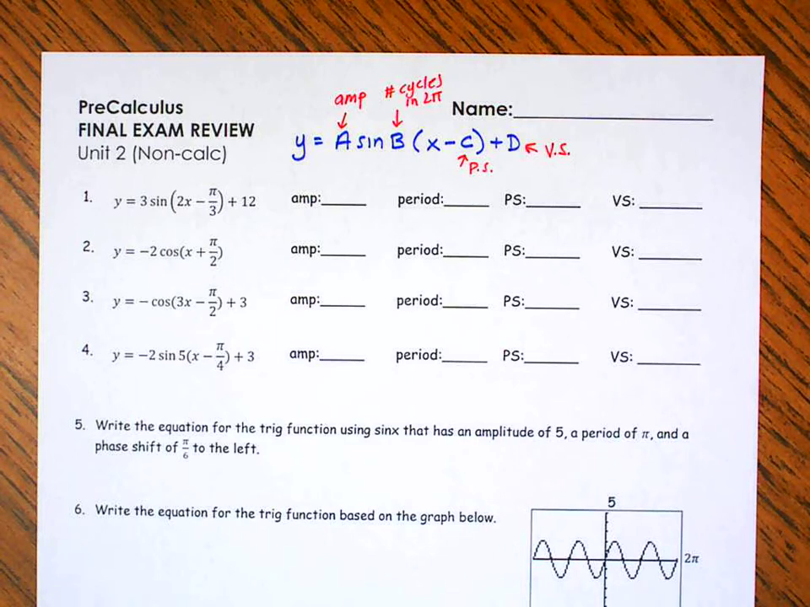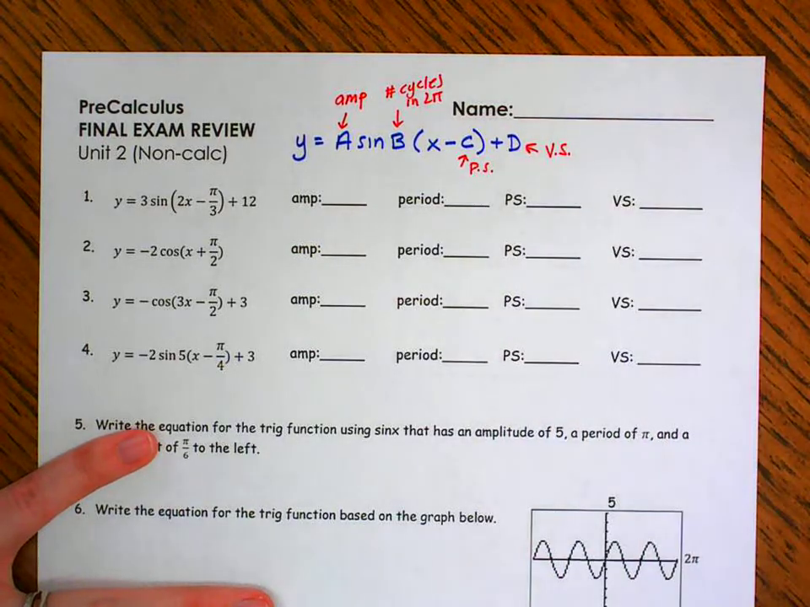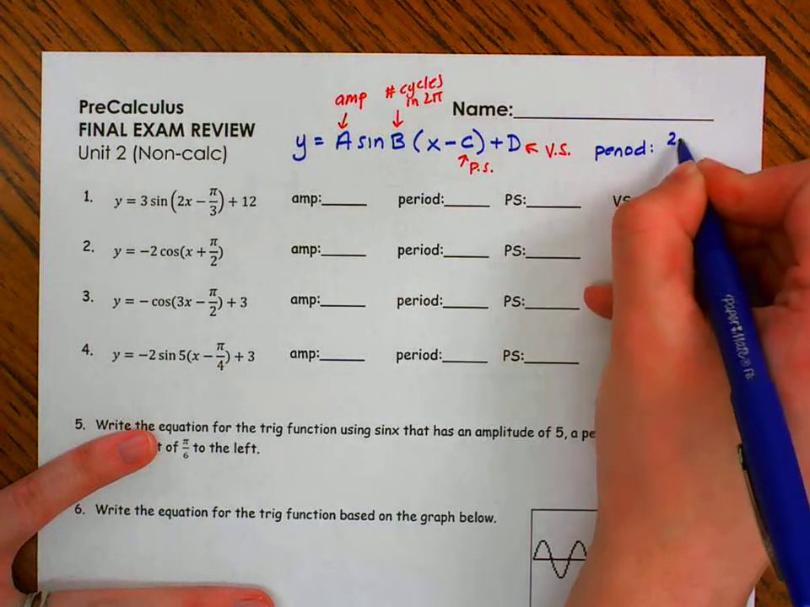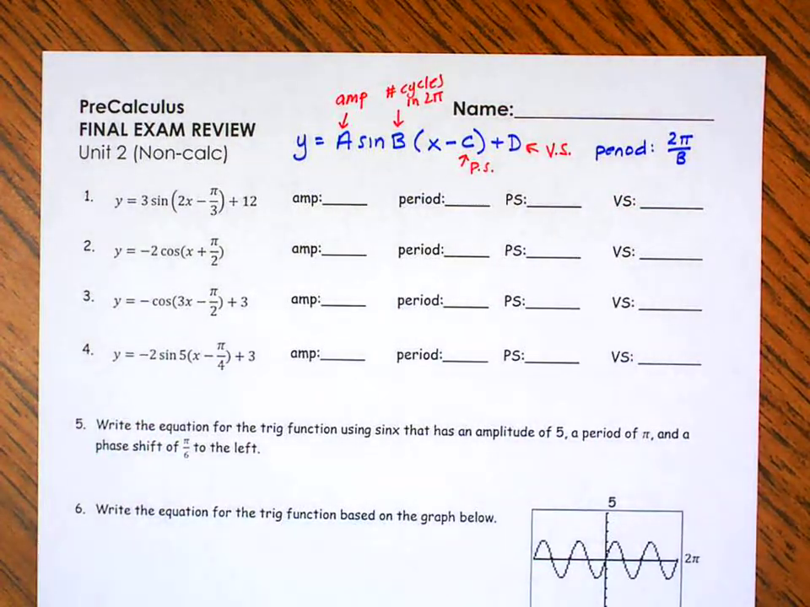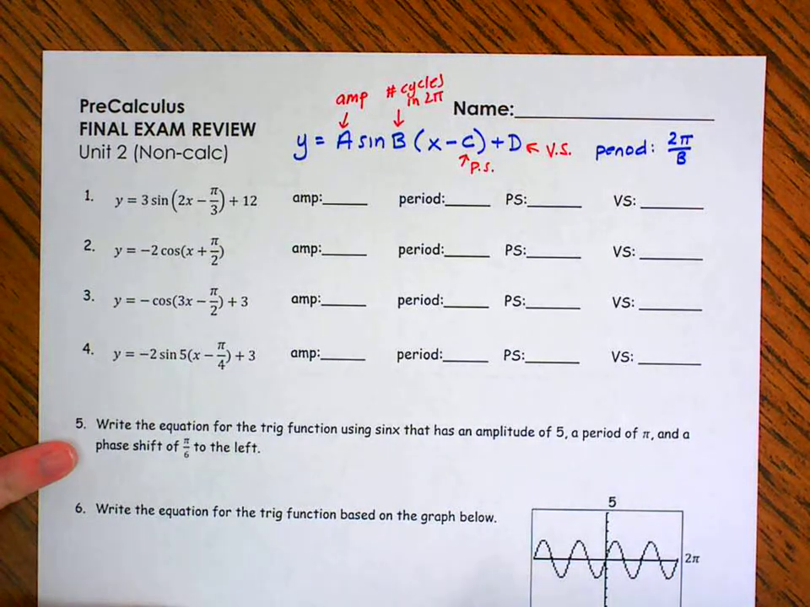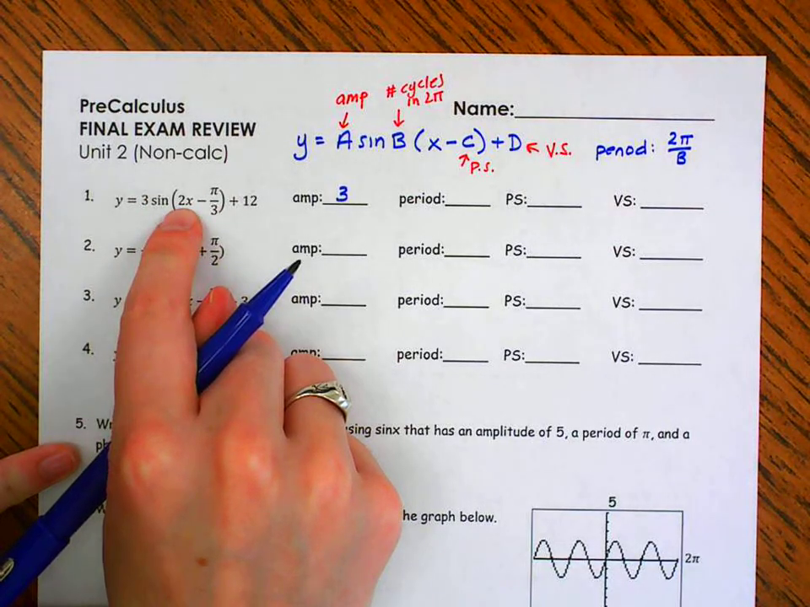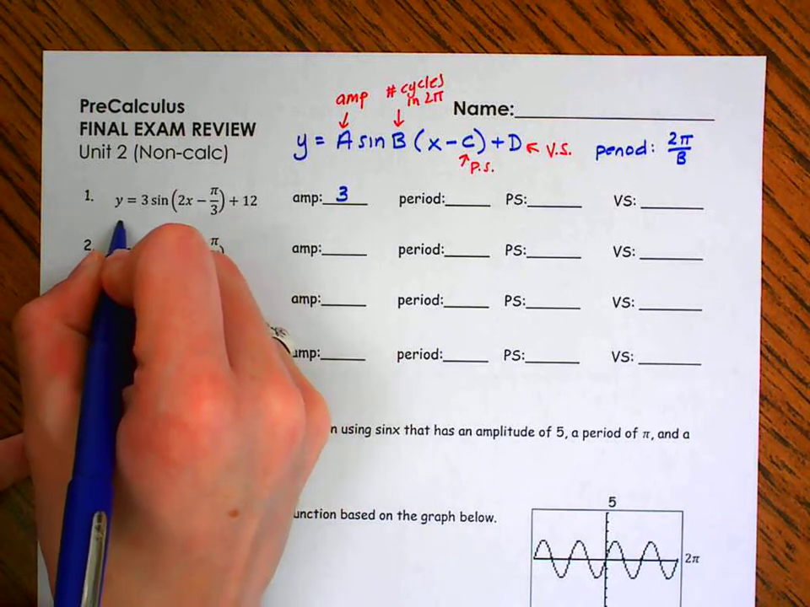Now notice we don't normally ask for the number of cycles, we ask for the period. And our formula for period is 2 pi over b. So it's just asking how long one cycle is, and we'll practice that in a second. So let's just start at number 1. My amplitude is 3. I noticed right away my 2 is not factored out. Remember, my b has to be factored out. So the first thing I'm going to do is rewrite this.